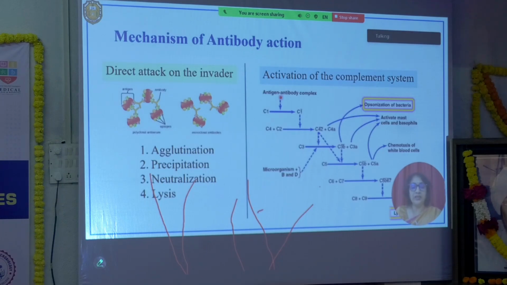Second is lysis. The membrane attack complex, also called the cytotoxic complex, is a combination of multiple complement factors, that is C5, B, 6, 7, 8 and 9. This membrane attack complex inserts itself into the lipid bilayer of the cell membrane, creating pores that are permeable to ions, and this causes osmotic rupture of the cell membrane of bacteria or any other invading organism. This is the most powerful mechanism.